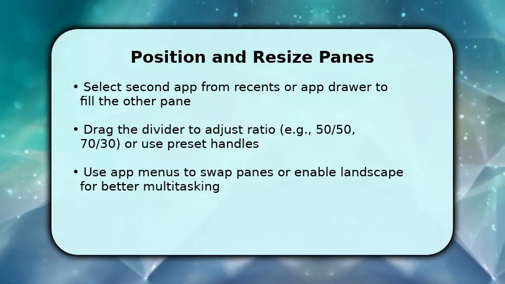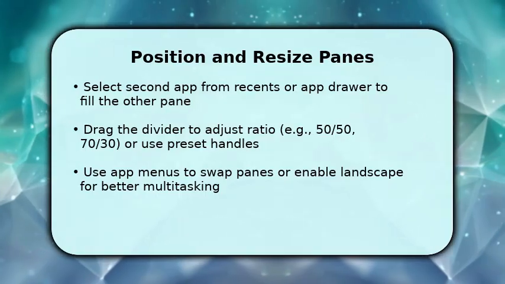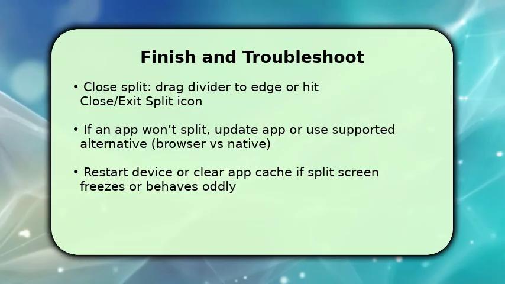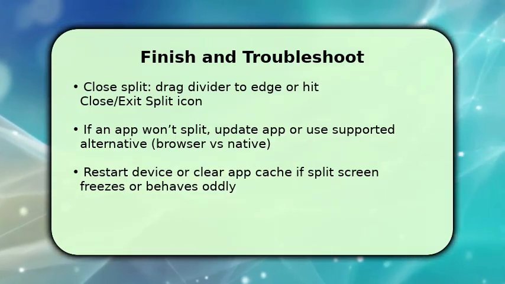Make sure to use landscape orientation if one app needs more horizontal space, and tap the divider handles to quickly snap to presets. If you need to swap which app is primary, many systems let you drag app icons between panes, or to finish, drag the divider all the way to an edge or tap the close or exit split control to return to a single app.